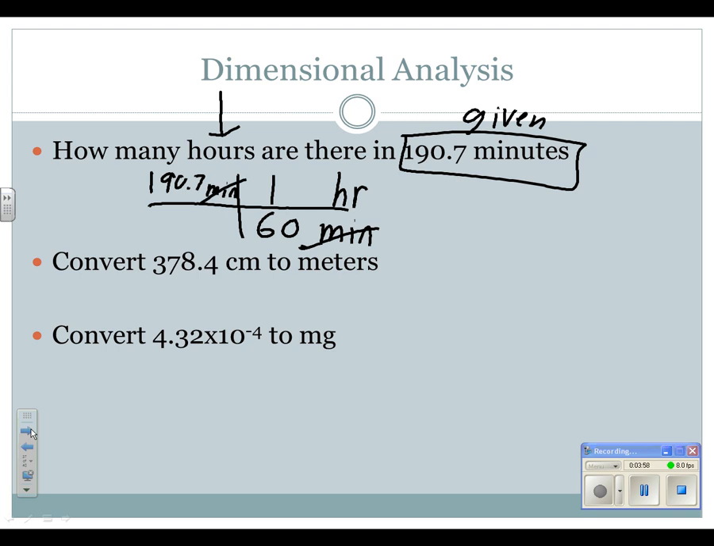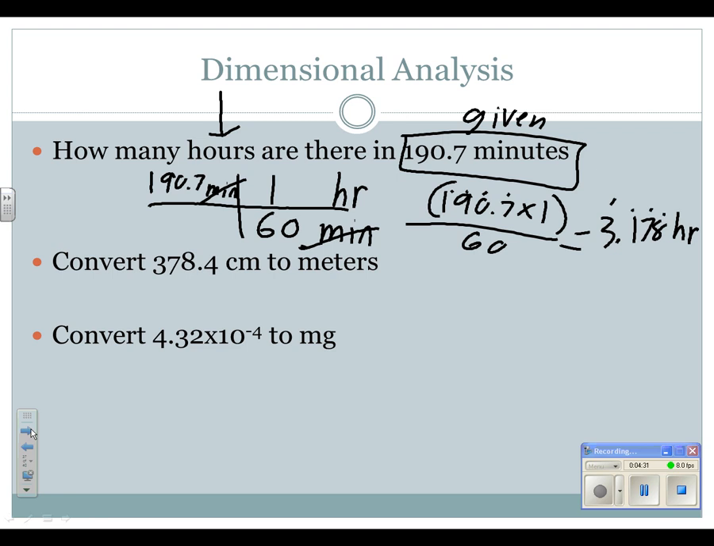Now we're going to multiply the tops and divide by the bottoms. 190.7 times 1, make sure you use your parentheses, divided by 60, and that will give you 3.178 hours. Now we got to check our sig figs. 60 is a conversion factor, so you do not use that as a significant figure. If you're confused about that, go back into the sig fig video. You'll see that they don't count. So we've got 1, 2, 3, 4 in our question, 1, 2, 3, 4 in our answer.